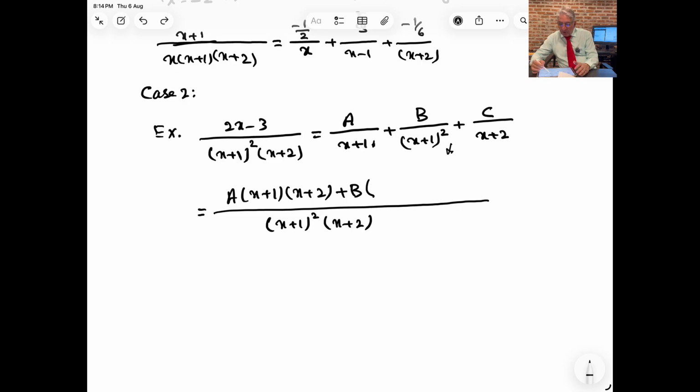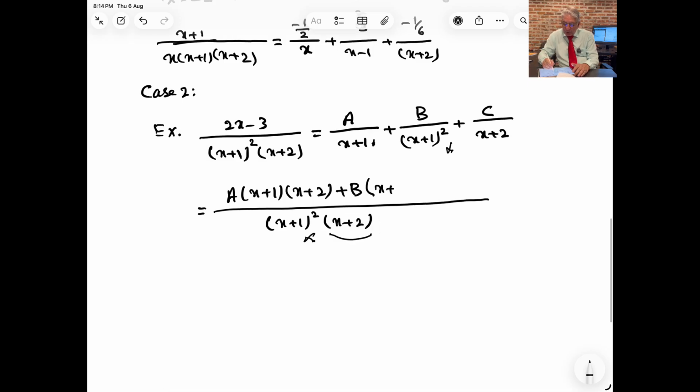Now here, what do I have? (x+1)² I have, therefore this I have, then x+2 is missing, therefore I will multiply by x+2 only. And the last part, C, x+2 is there, therefore (x+1)² I should multiply in the numerator, so that these two fractions are exactly the same.